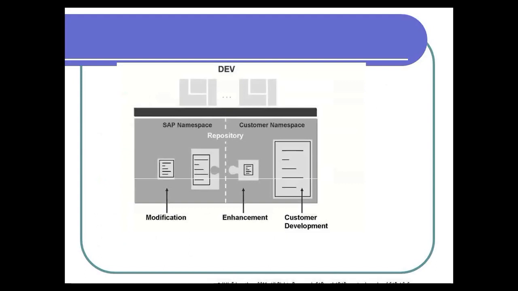So here you can see modification, you're directly modifying the program. In enhancement, you're adding your code to the standard program using the openings provided by SAP. So you're not actually modifying the program, you're simply adding your extra code to enhance the program. So that's what enhancement is. And customer developments, we do it in the customer namespace, where you're developing something from scratch.